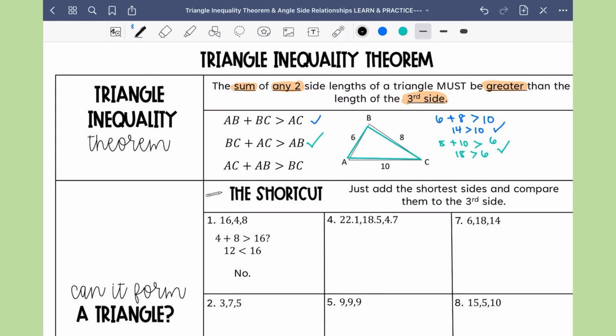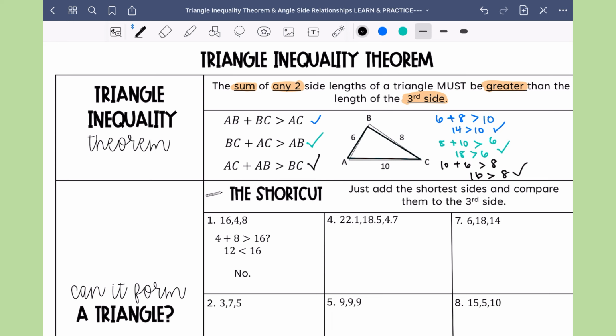And the last equation for this theorem is that AC, so now we're starting with this length, AC, which is 10, if you're getting the idea. So now we add 10 with AB, which is the 6 over here, and it has to be greater than 8, which is the third side. And 10 plus 6 is 16, which is definitely greater than 8. So all of these worked, which means that it does create a triangle. We do have a real triangle here.